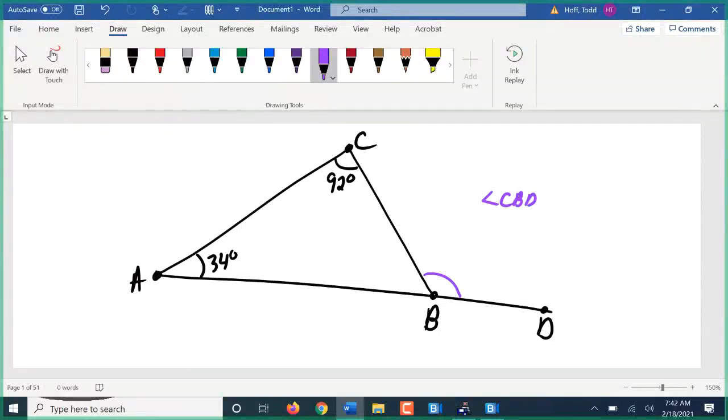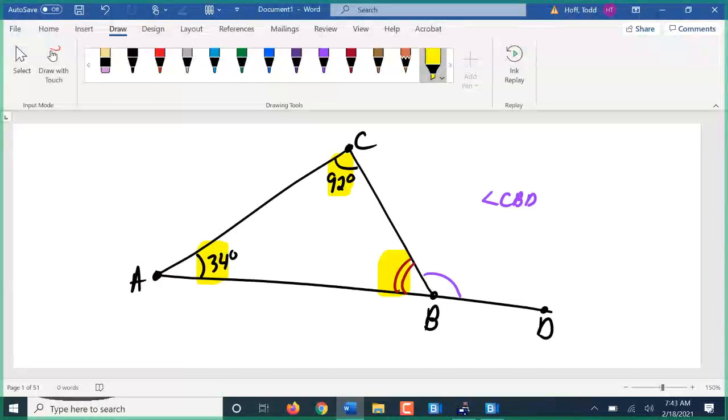So how do I find angle CBD there? Well, I would start by finding this here, CBA. To find angle CBA, what do I have to do? What's my rule there? The three angles inside of a triangle have to add up to what?